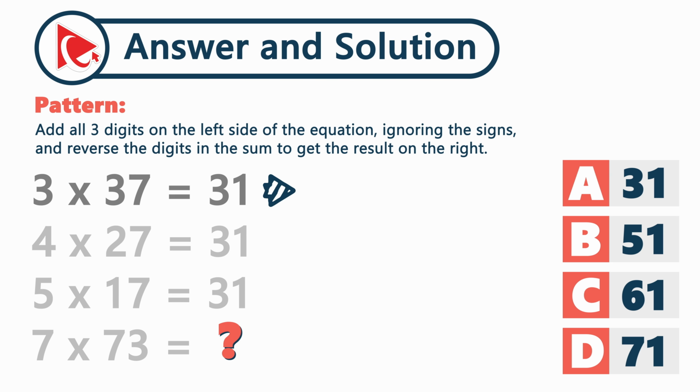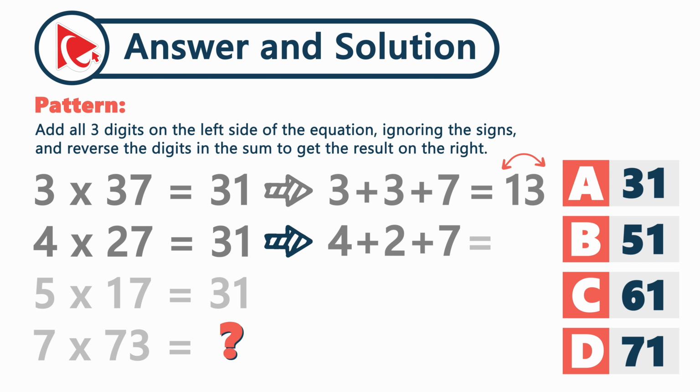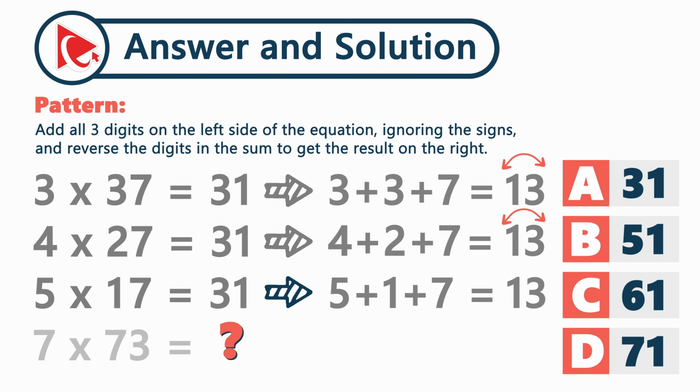But to solve this expression, we need to add 3 plus 3 plus 7, and the result would be 13. And then we reverse the digits of 13, and 13 reversed is 31. Let's verify our hypothesis with the second expression to make sure we're on the right track. 4 multiplied by 27 equals 4 plus 2 plus 7, which equals 13, reversed equals 31. 5 multiplied by 17 equals 5 plus 1 plus 7, which equals 13, which reversed gives us 31.